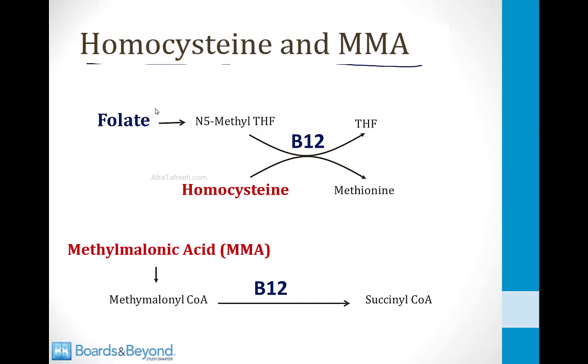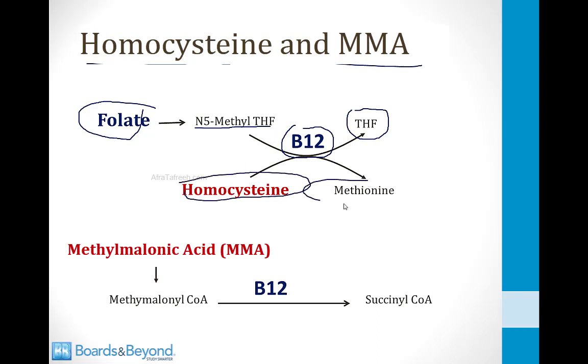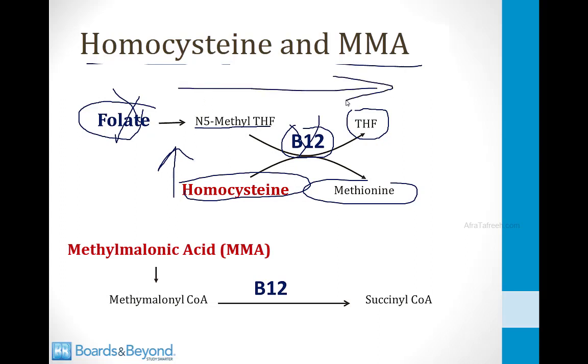of these two molecules. So folate can get converted to N5-methyl tetrahydrofolate, as I showed you before, and then B12 can convert this back into tetrahydrofolate. When B12 does this conversion, it turns homocysteine into methionine. This means that a deficiency in either folate or vitamin B12 will lead to very high levels of homocysteine because this entire process will not be occurring as it should.